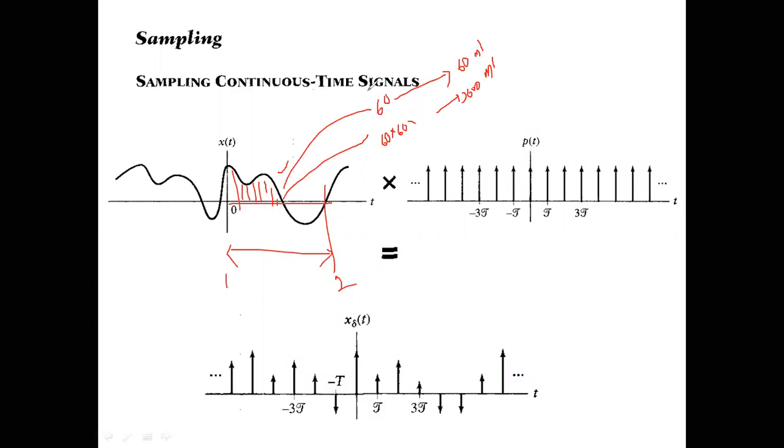What is the problem with taking too less number of samples? See, whenever we take samples, it means we do not know the value in between. So when you convert the data from continuous to discrete, the value in between we don't know, right?